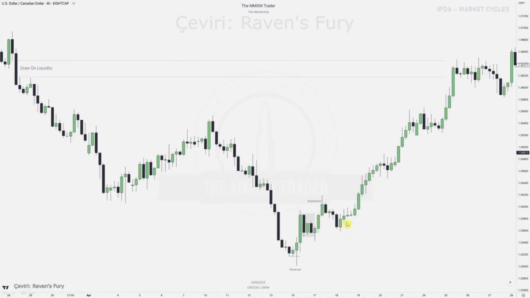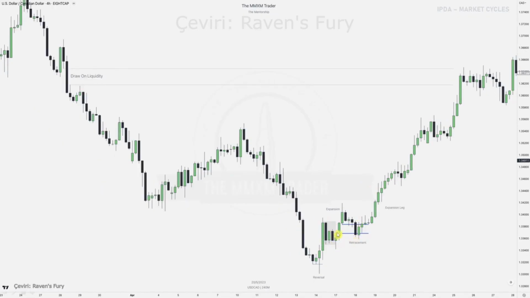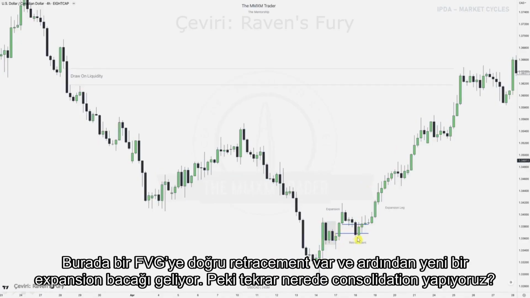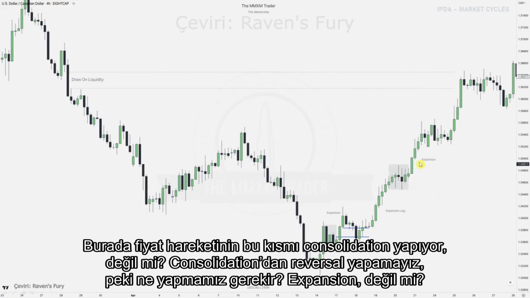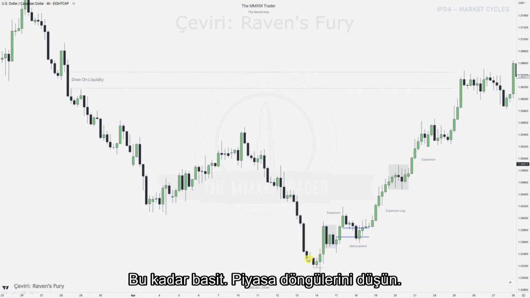And the market cycles also tell us. Right, we have this fair value gap, a retracement back into it, and we have another expansion leg. So where do we consolidate again? We have this piece of price action over here, consolidating, right? We cannot reverse from a consolidation. So what do we need to do? Expansion, right? It's that simple.